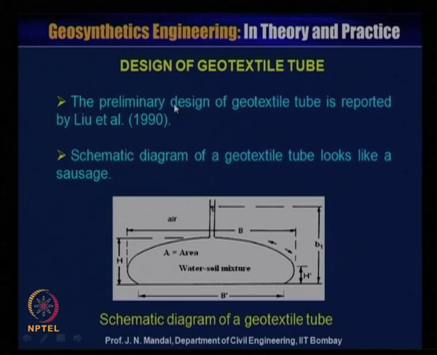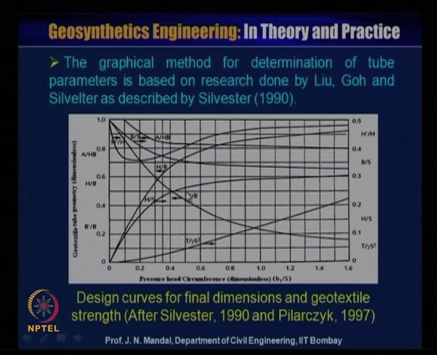Now this portion shows the design of geotextile tube. The preliminary design of geotextile tube is reported by Liu et al. 1990, and the schematic diagram of geotextile tube looks like a sausage. So this is the schematic diagram. You can see that this is the area A of the weighted soil mixture and this is the height, where the slurry is poured into this. So from this you can establish this design curve for the final dimension of the geotextile tube.